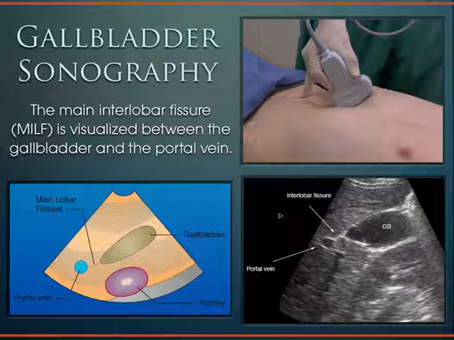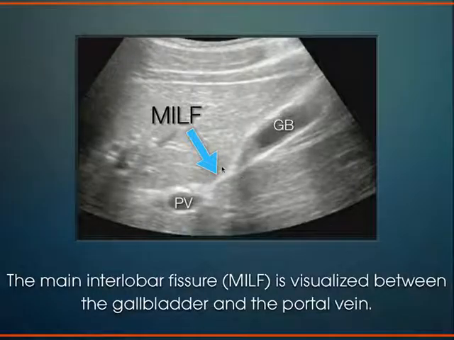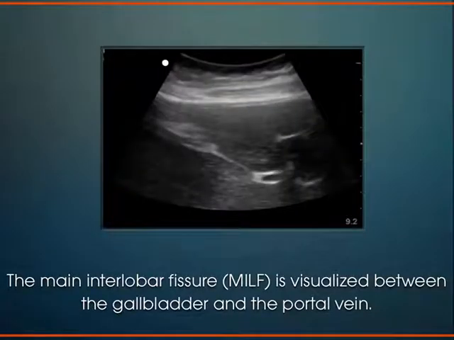Keep in mind that the main interlobar fissure, or MILF, is visualized to connect the portal vein to the neck of the gallbladder. We could see one example here of that interlobar fissure. We could see another great example here of this main interlobar fissure. Again, portal vein, neck of the gallbladder here. And it's just basically one of the landmarks to think about.